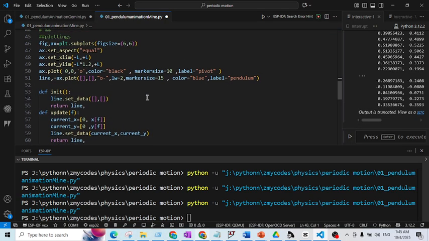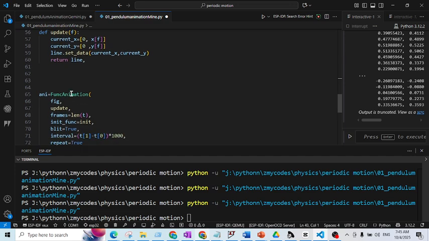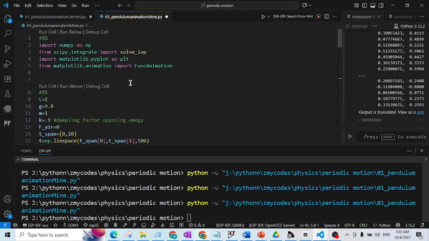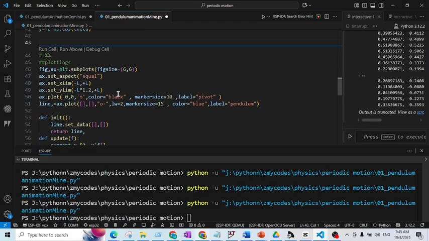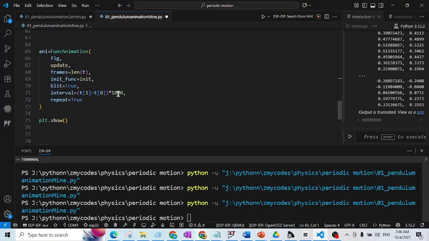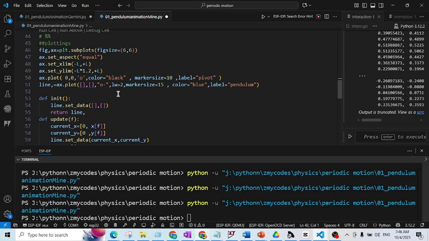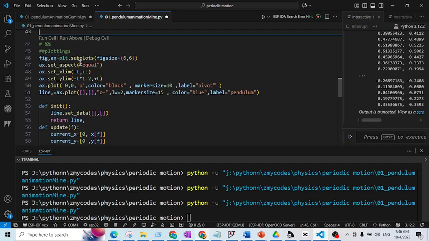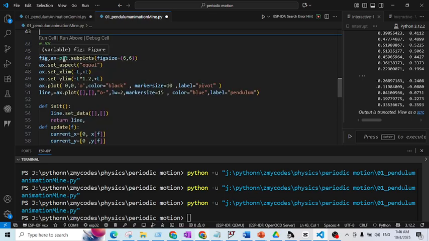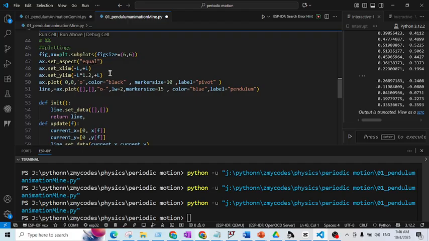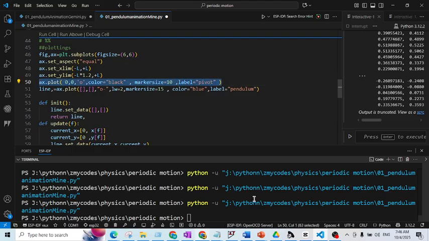Okay, so to make an animation, I have used this func animation, which I have imported here. You see matplotlib.animation import FuncAnimation, function animation actually. First I have defined some variables, figure and axis, and then I have set the x and y limits. Let me run this simulation again.